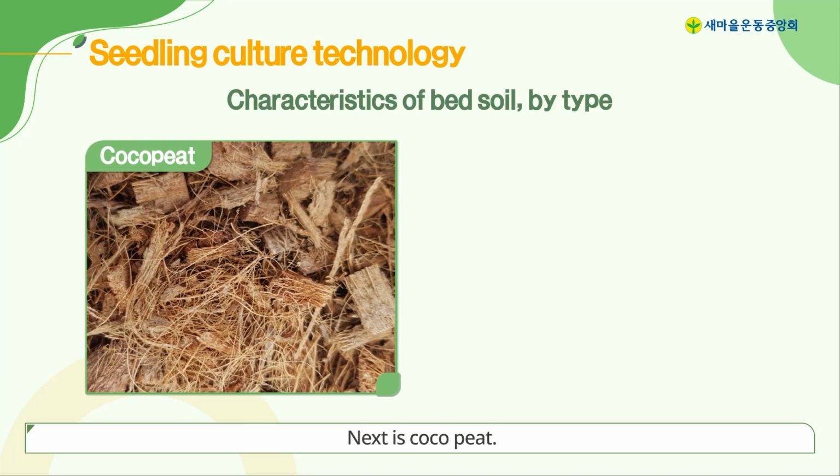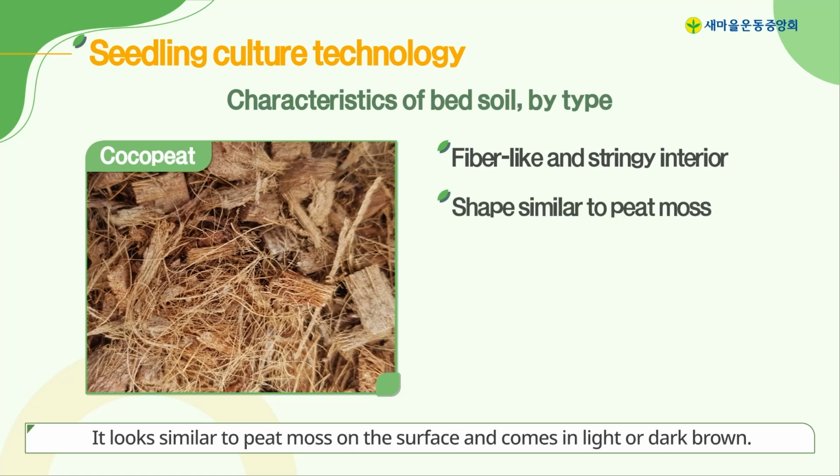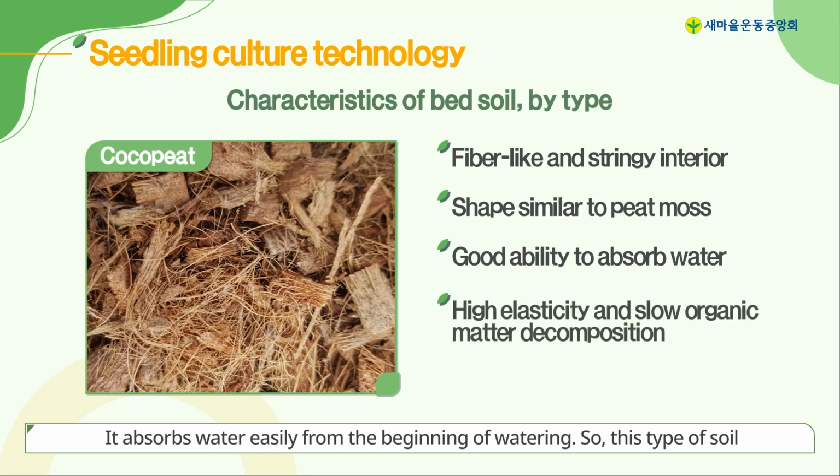Next is cocoa peat. This bed soil is made of fibers derived from coconut husks. It looks similar to peat moss on the surface and comes in light or dark brown. It is less contaminated. Unlike peat moss, it has a good water absorption ability. It absorbs water easily from the beginning of watering. So, this type of soil is excellent in terms of water retention and drainage.